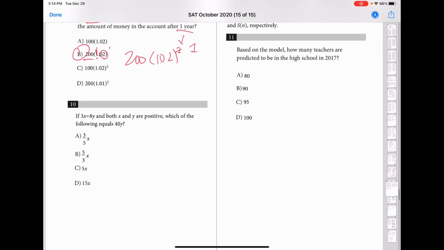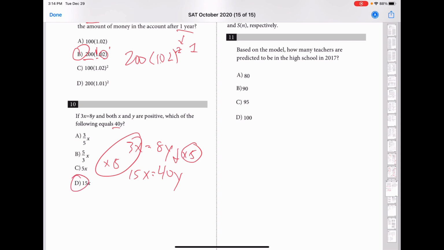Number 10. 3x equals 8y, and x and y are positive. Which of the following equals 40y? So 3x is equal to 8y, and we want 40y. So what we'll do is we'll multiply by 5. So we'll times this by 5 as well. So 3x times 5, we'll get 15x, and 15x is equal to 40y. The answer is D for number 10.